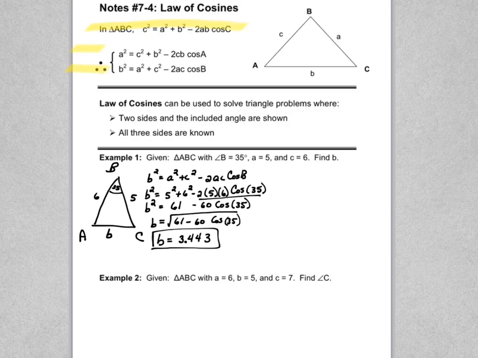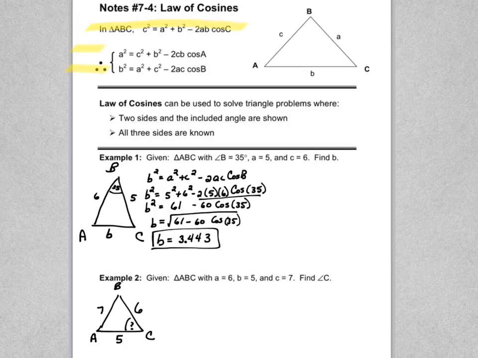Now we're going to do example 2. Example 2, again, given triangle ABC. Okay, let's fill in what we know. A is 6, which is across from A. B is 5, across from B. C is 7. Okay. And we want to find angle C right here. That's what we want to know.